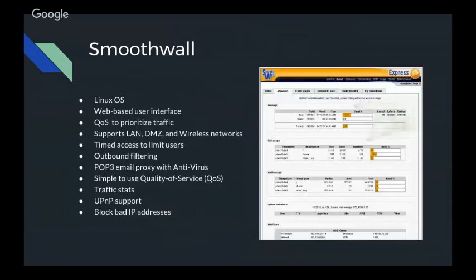Another one out there that's really good is Smoothwall. It also runs off the Linux operating system and has a web-based user interface. It also has quality of service to prioritize traffic. It supports LAN, DMZ, and wireless networks. It has timed access to limit when users can use the network. It has outbound filtering. It is also able to have POP3 email proxy with antivirus. It has traffic stats. It has VPN support, and it's able to block bad IP addresses.